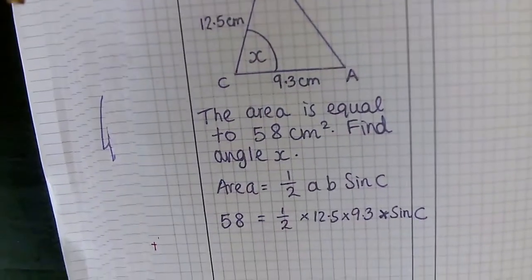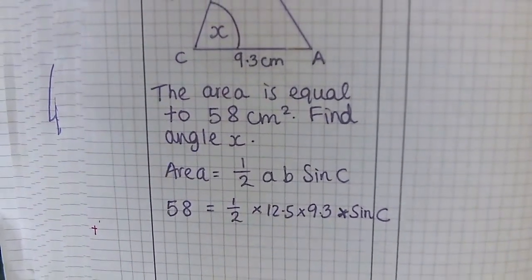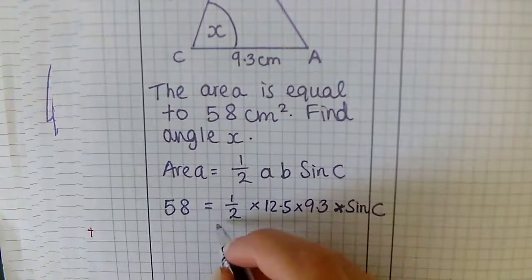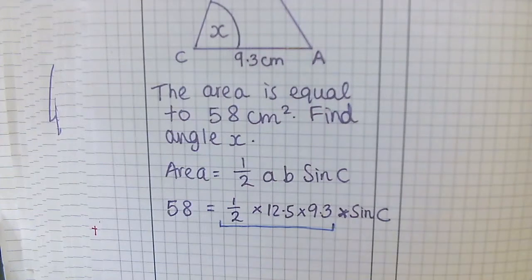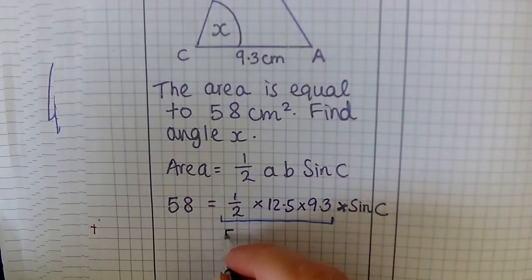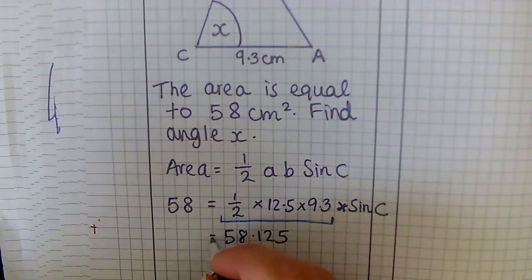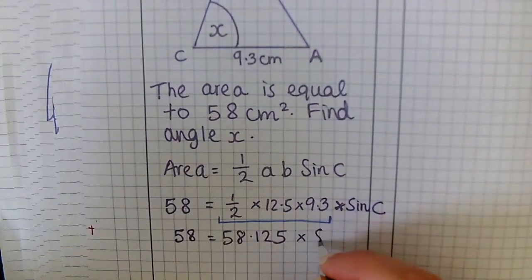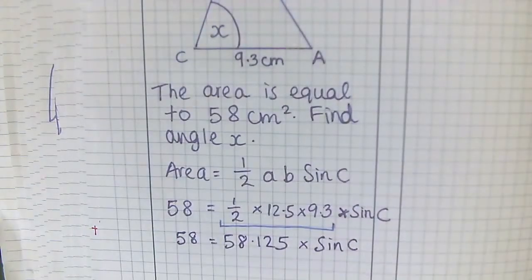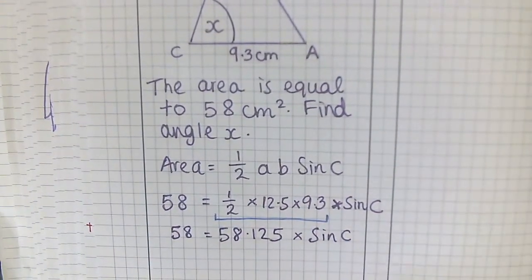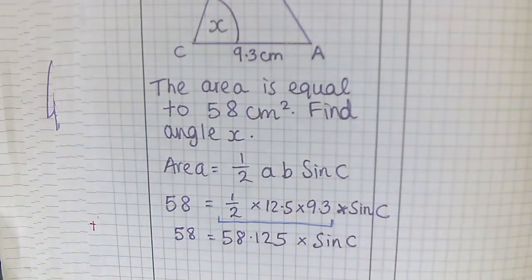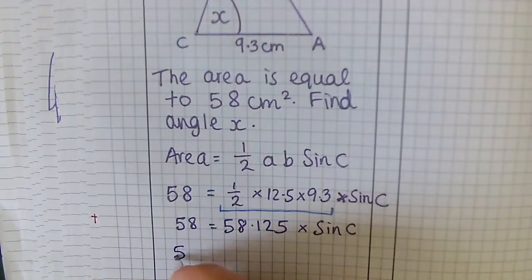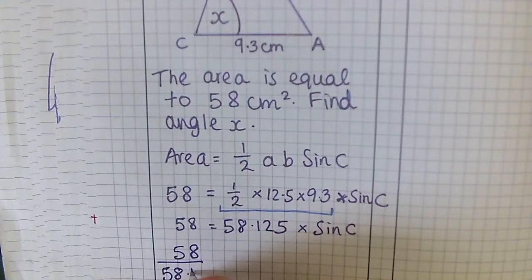Now what you can do next is work out parts of this. So you can first of all work out this multiplication by typing into your calculator 0.5 times 12.5 times 9.3. That gives you 58.125, and then write everything else as it was. Now to get sine C on its own on the right hand side, I need to divide both sides by this, because at the moment I'm multiplying by 58.125. So I'm going to divide both sides by 58.125.